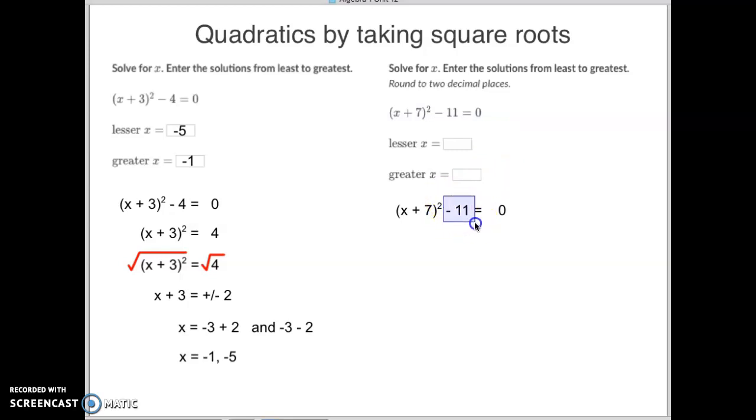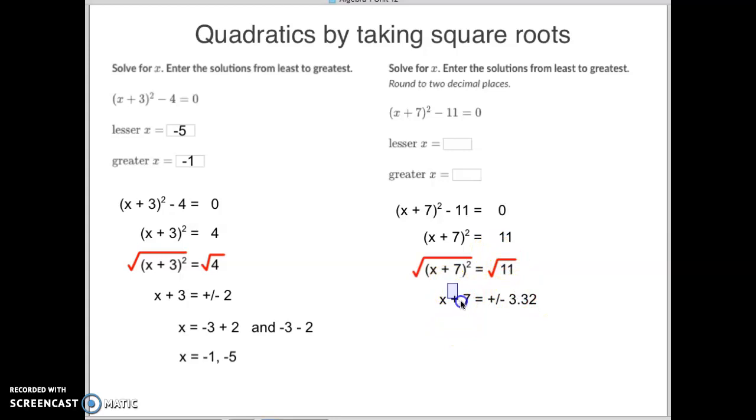First step, I'm going to add 11 to both sides. So that's where this came from. Next step, I need to get rid of the squared sign, so I will take the square root of both sides. The square root of 11 is not a nice, easy number. Type it into your calculator, and we're going to round that answer to 2 decimal places. So it's x plus 7 equals plus or minus 3.32 if you round this off correctly.